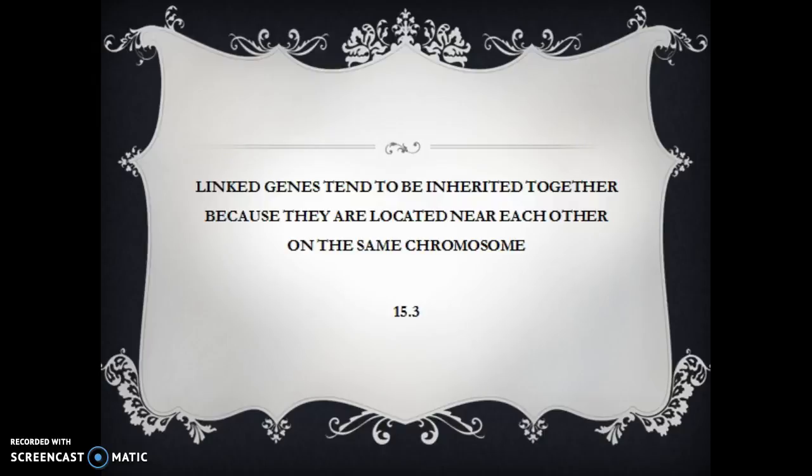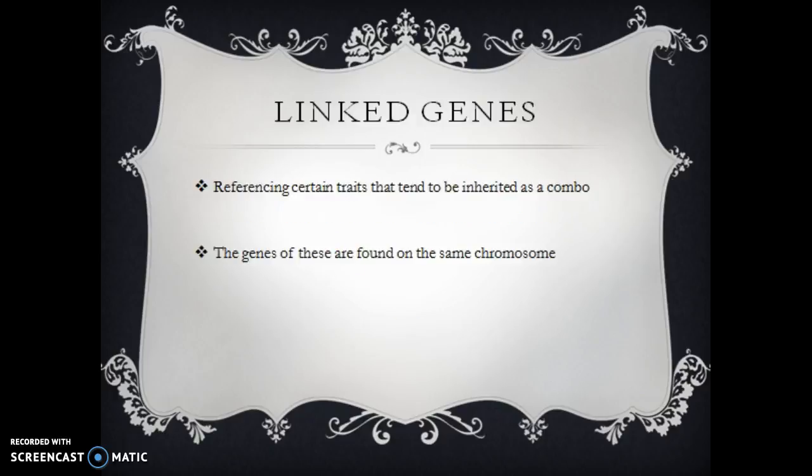In 15.3, we're going to be looking at linked genes, and linked genes implies that two genes are tied together, thus they are inherited together. What causes them to be inherited together is that they are found on the same chromosome, and they are very, very close together on that chromosome. So once again, we're referencing traits that are inherited as a combo, and they are found on the same chromosome.